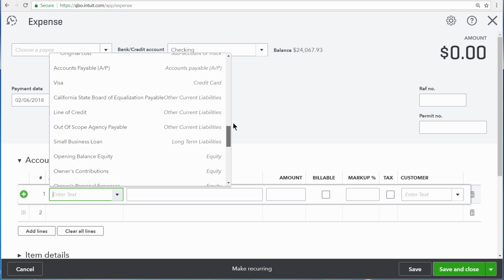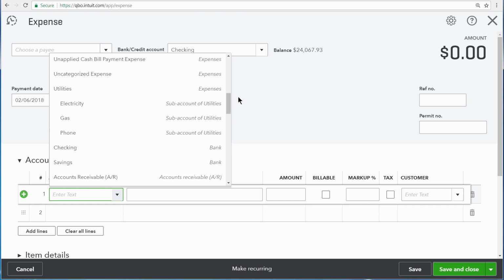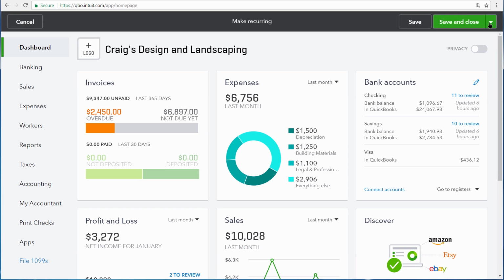Another thing to keep in mind whenever you're categorizing transactions, when you see in your list of options a choice between a parent account and sub-accounts, it's important for you to use a sub-account. This gives you greater control over the level of detail that you see on your profit and loss statement, and it also helps to organize your statements.